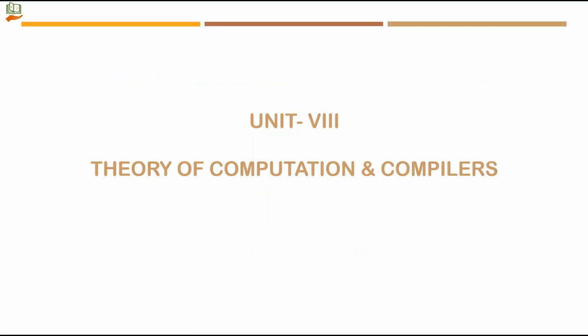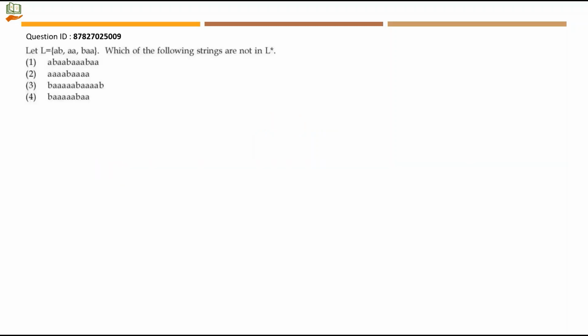Let's solve Unit 8 Theory of Computation and Compilers questions. Let L is equal to {AB, AA, BAA}. Which of the following strings are not in L? If you find these three patterns in the strings given in the options, it means the strings are in L. But the question is asking which string is not in L. It means from the four options only one string is not in L.